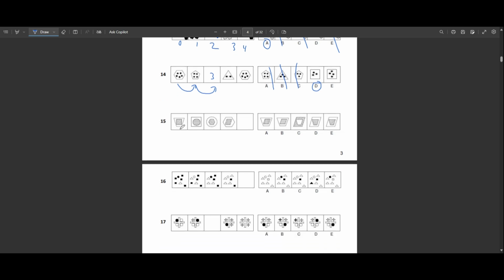Question 15. We've got 4 sides on the outside, 4 on the inside, which is 8. Got 4 on the outside. Got 6, and then 10. Okay, it doesn't seem to be a pattern there.